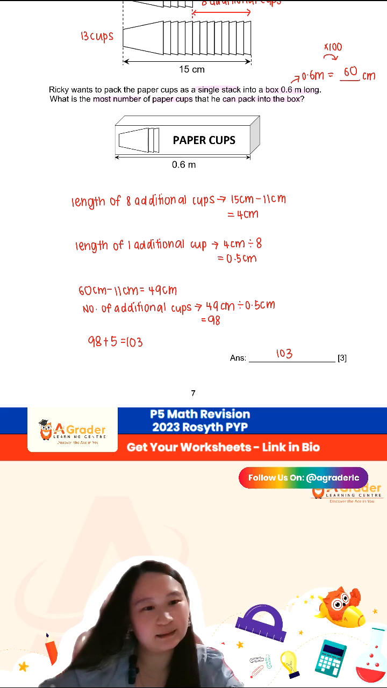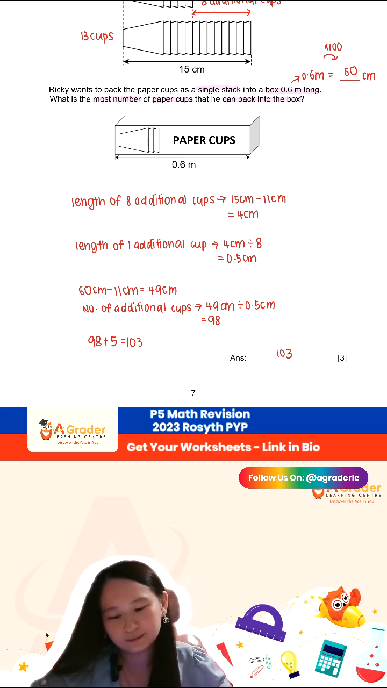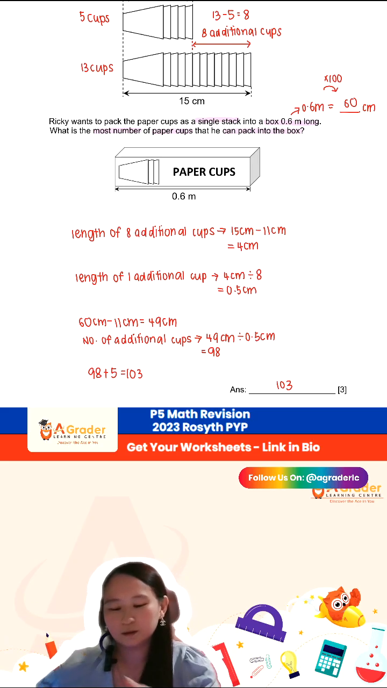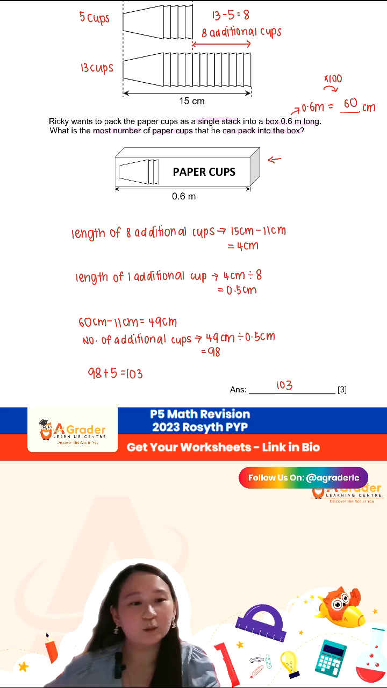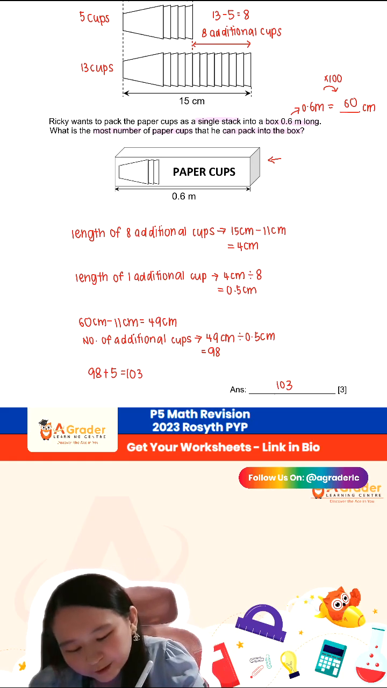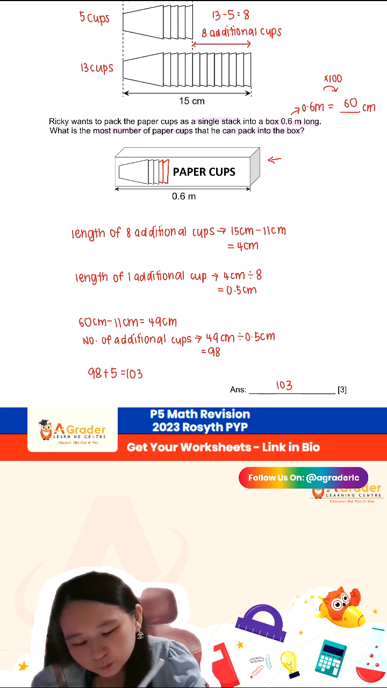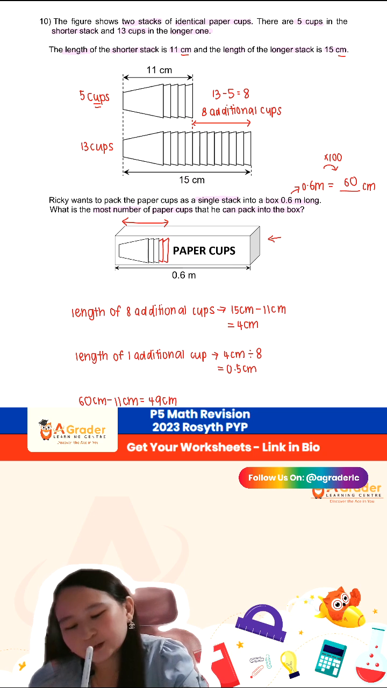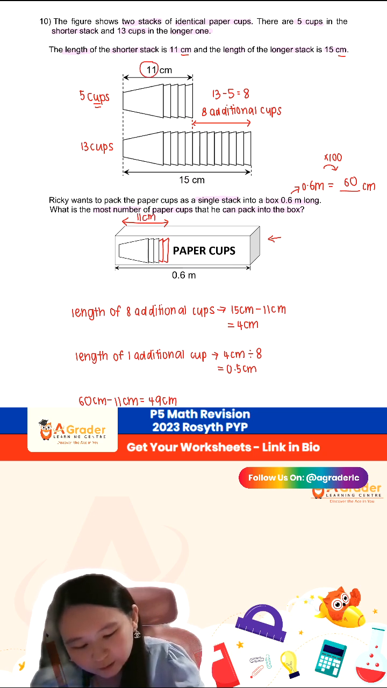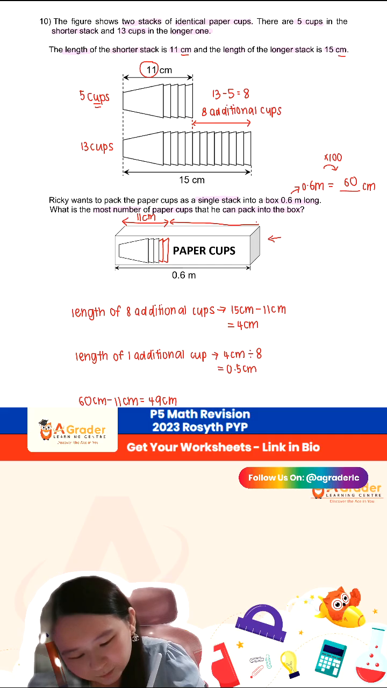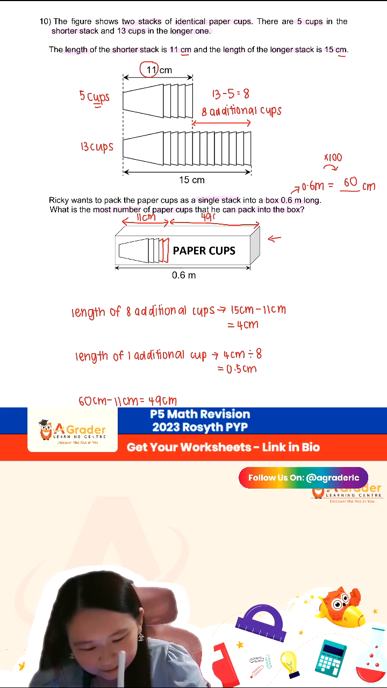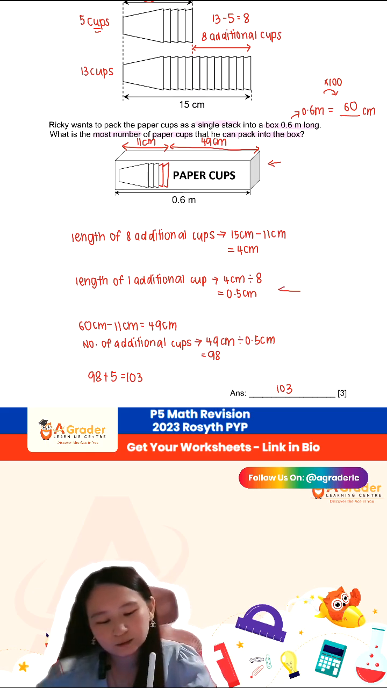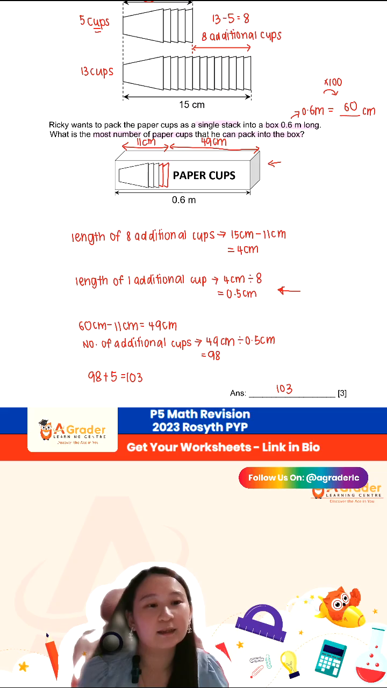Which part you don't get it? So this is the box that is 60 centimeter long. If you were to put 5 cups here, the length of 5 cups here to here is already given. They tell you that the stack of 5 cups is 11 cm. So you will have another space of 49 cm. You know that every additional cup you need 0.5 cm of length.